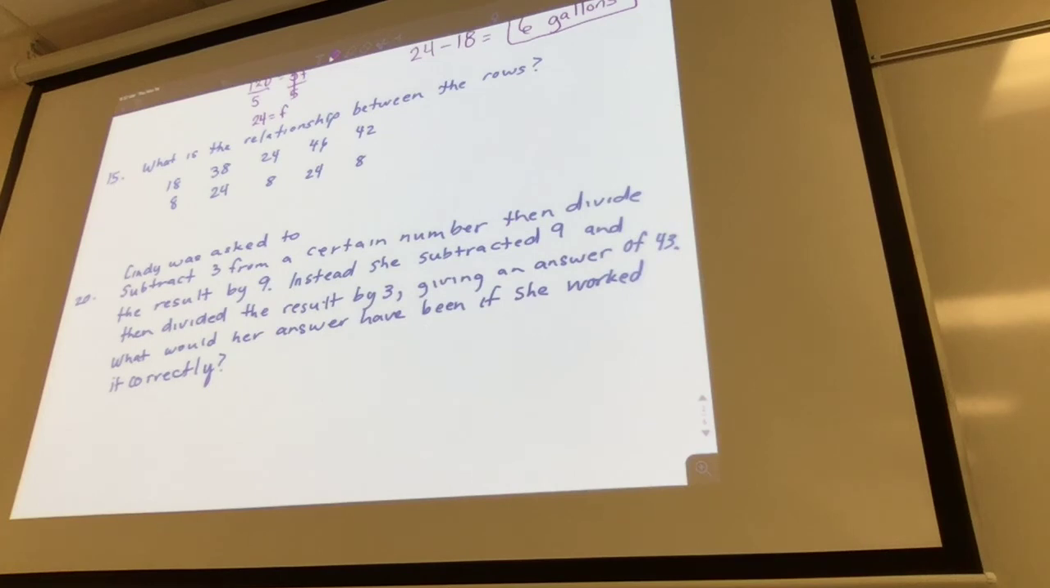What's the relationship between the rows? Okay, so here we go again with that stuff. 18, 38, 24, 46, 42. It wants you to compare. So it did say between the rows. So it wants you to compare the top row, which I just said, and look at it in relationship to the bottom row.